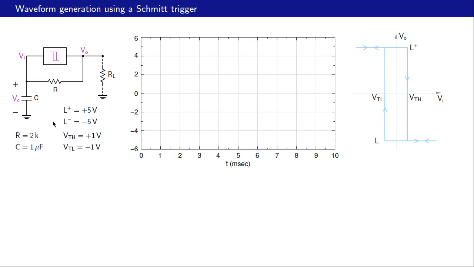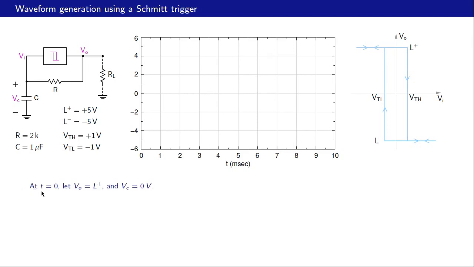Alright, let's take some numbers. R equal to 2K, C equal to 1 microfarad, L plus 5 volts, L minus 5 volts, VTH plus 1 volt, VTL minus 1 volt. So this is plus 1 volt here, minus 1 volt, plus 5, minus 5. And as we will discover, this circuit oscillates between high and low, and let us see how that happens.